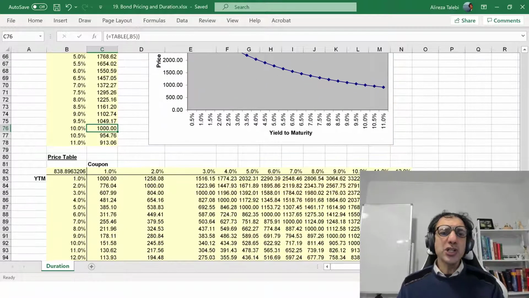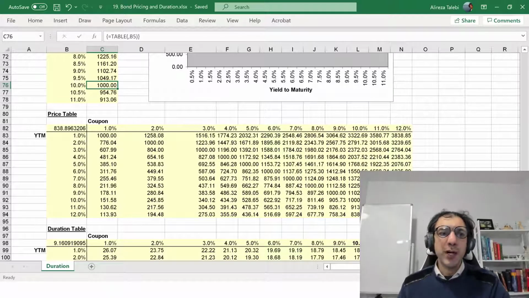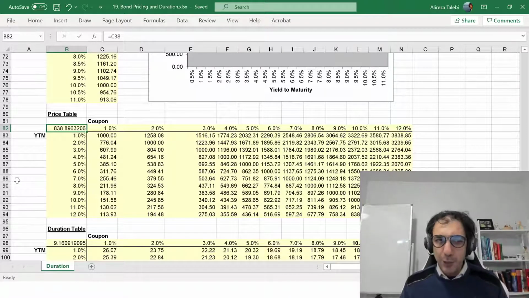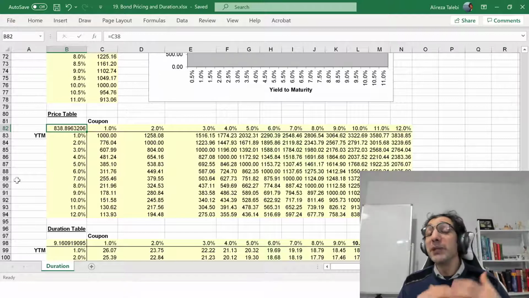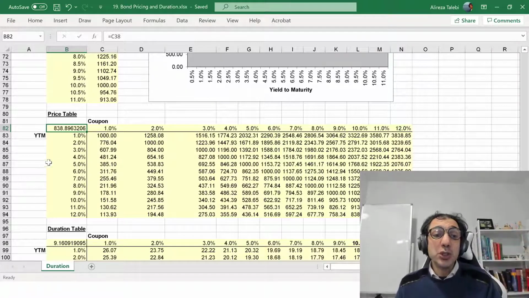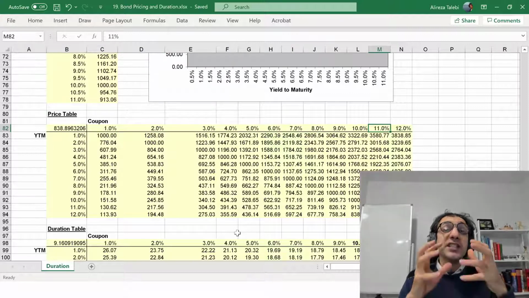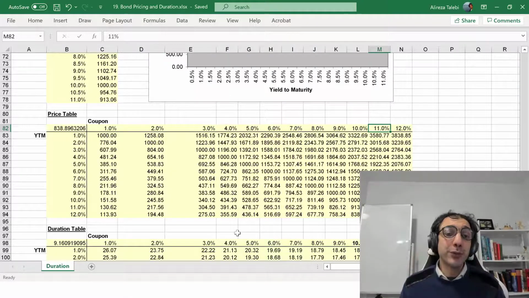Now, I also created another table which you can see based on the changes in the coupon rate and YTM at the same time. The 839, that's the bond price. Now we can play with the bond price. We can play with the coupon rate and the YTM to see what's actually happening to the bond price. As you see, as the coupon rate is going up, for the same YTM, the bond price is going up.